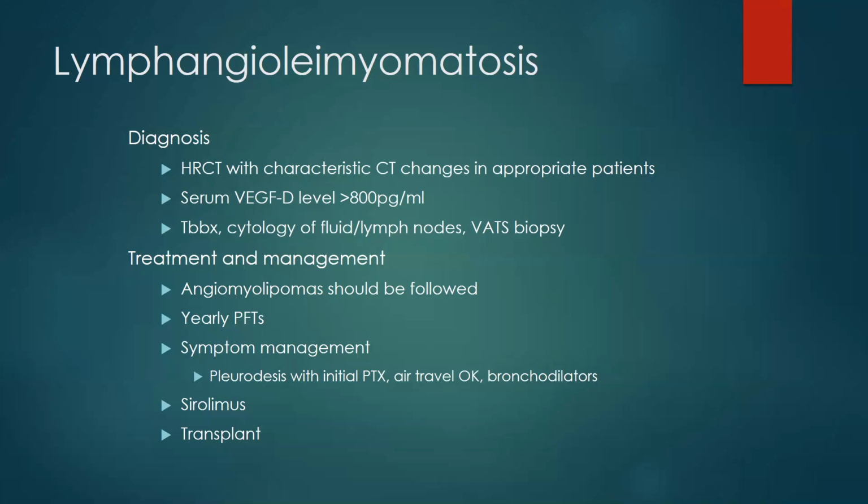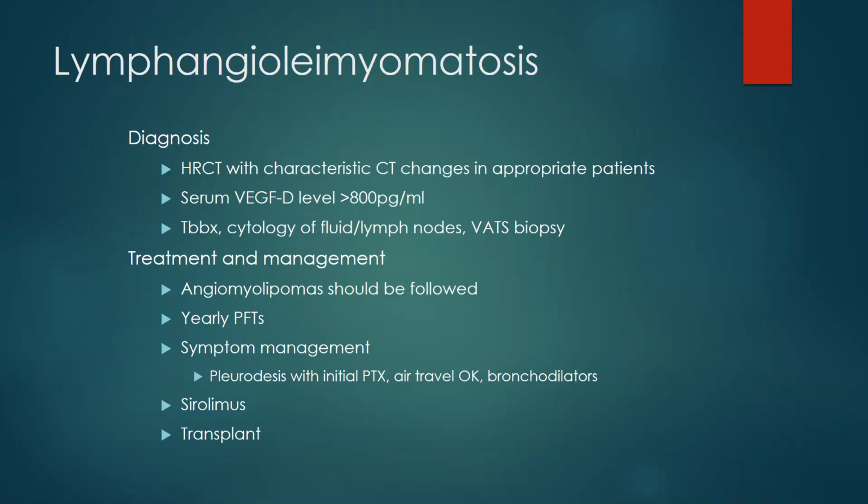In terms of treatment, angiomyolipomas should be followed. When they start getting greater than 4 centimeters, they should be considered for embolization or consideration of sirolimus, because a lot of times they can start bleeding and actually have a high mortality rate for those patients. So those should be actively followed.